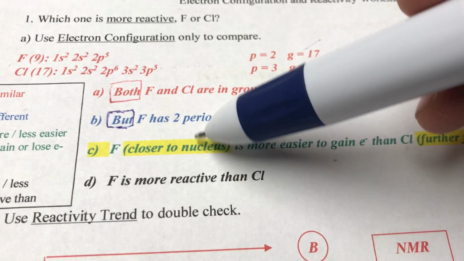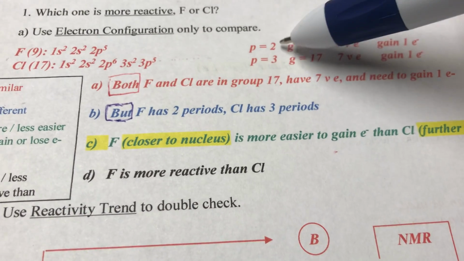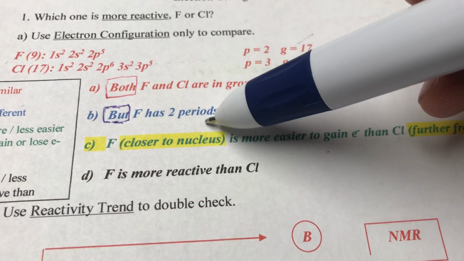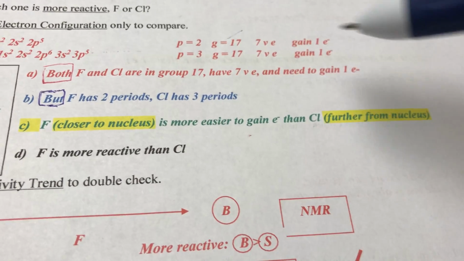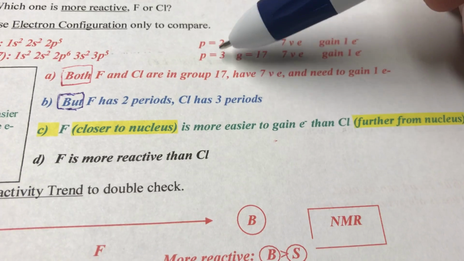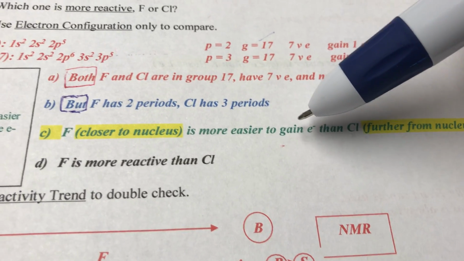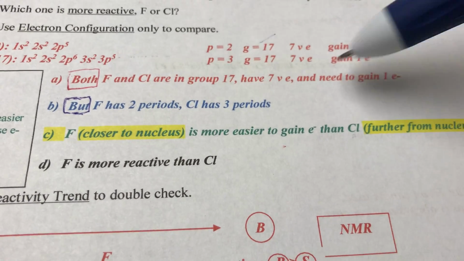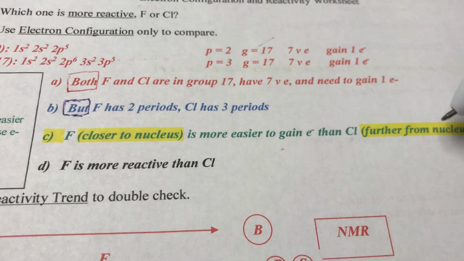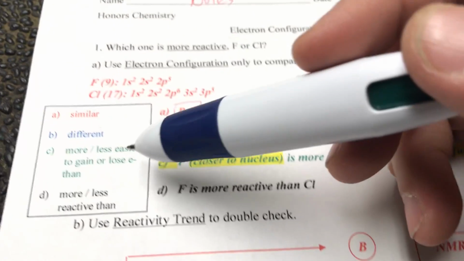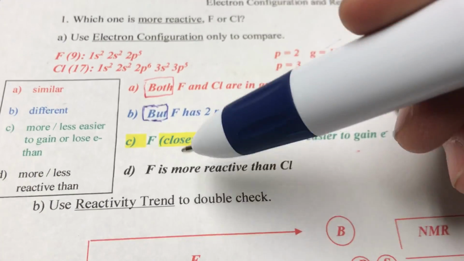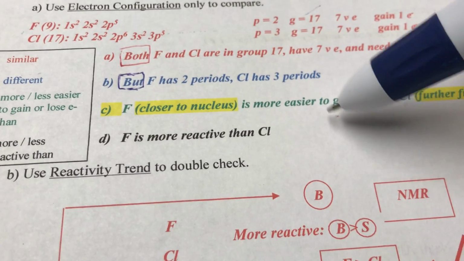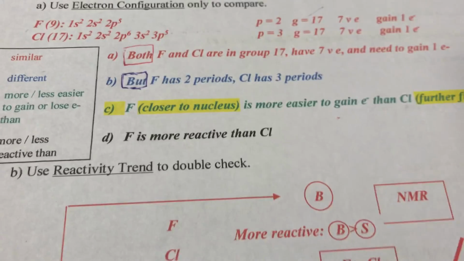Why? Because F is closer to the nucleus based on the fact that it's only period 2, and Cl is going to be further from the nucleus, which is period 3. When F is closer to the nucleus, it will definitely be easier for fluorine to gain electrons because F is closer, so there will be more attraction. Because of this, in step D, you can conclude back to what we wrote, which is more reactive. F is more reactive than Cl. Easier means more reactive. So there will be 4 steps.